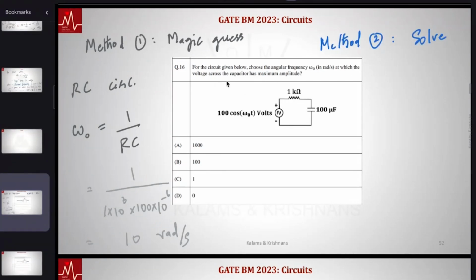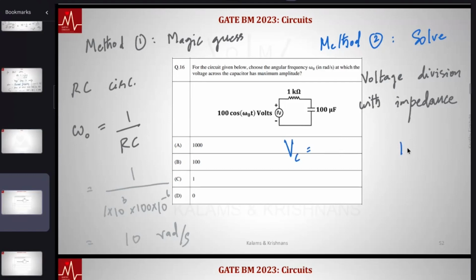Okay. Voltage across a capacitor. How do you do that? If you use impedances, you can do voltage division. So what I'm going to do is voltage division with impedance. Notice the voltage across the capacitor is a fraction of the input voltage. This happens to be 100.